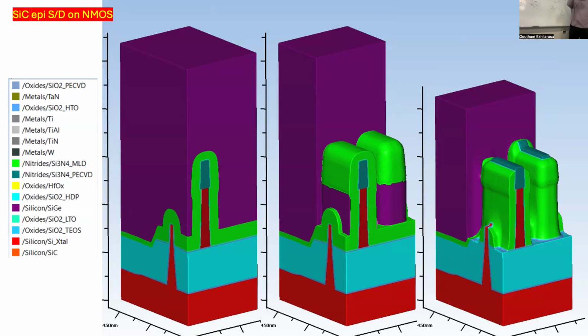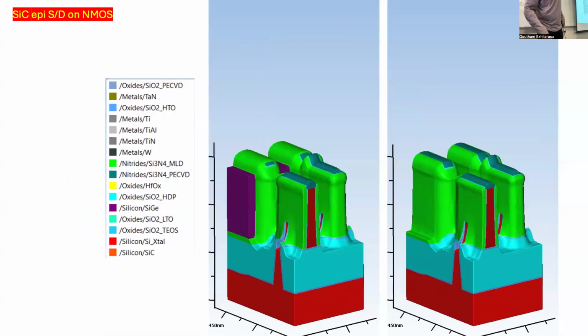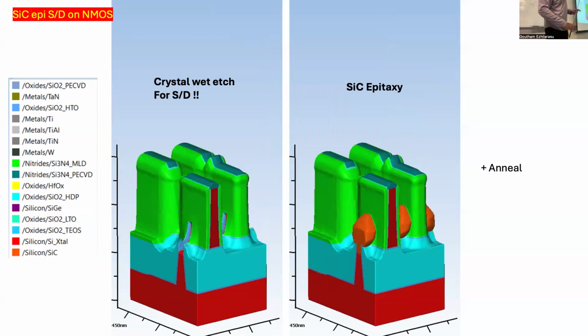And then what I'm going to do, I'm going to crystal etch the fin, right? So that's what I've done here. So I've crystal etched the fin down, see here. And then now I'm going to epitaxially grow the silicon carbide, right? So you see here the silicon carbide is grown.